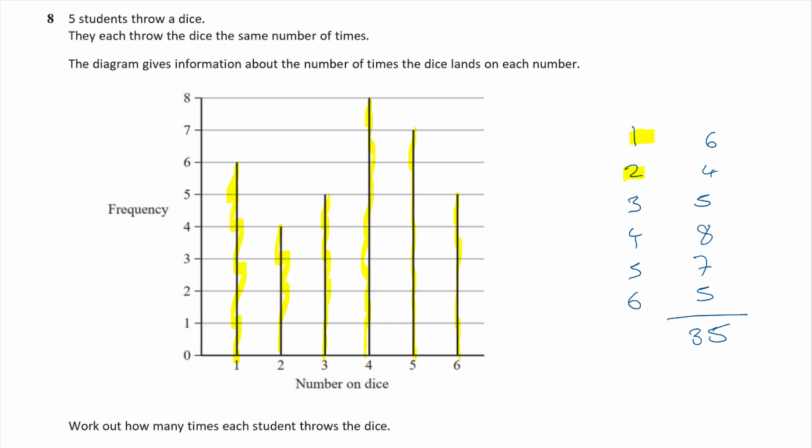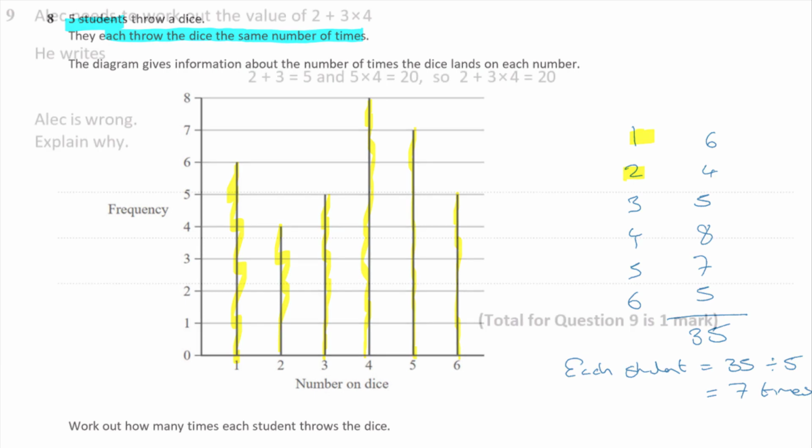Now remember there were 5 students, so if there were 35 altogether, and we know that each student threw the dice the same number of times, then each student would have thrown the dice 35 divided by 5 times, which would have been 7 times. Okay, so each student would have thrown the dice 7 times. 7 times 5 is 35. 35 throws altogether. Question 9.